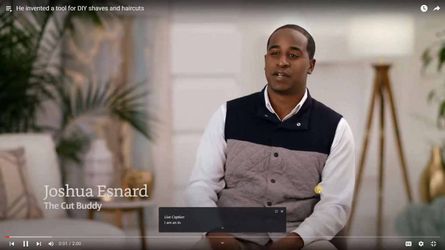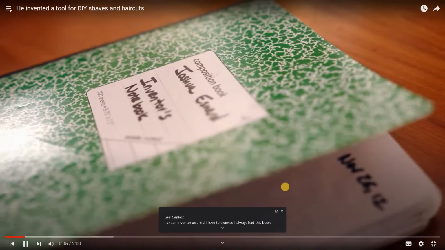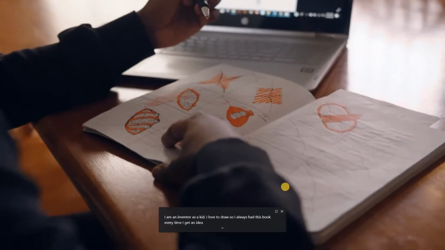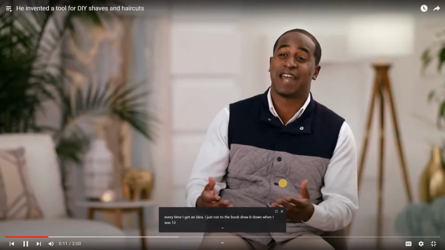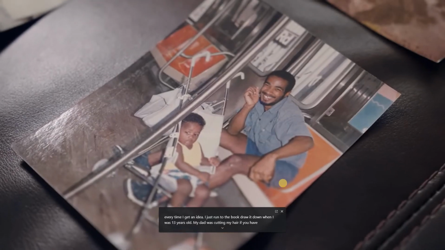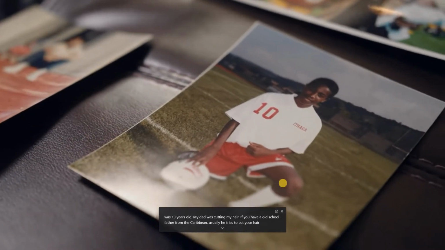I am an inventor. As a kid, I loved to draw. So I always had this book. Every time I get an idea, I just run to the book and draw it down. When I was 13 years old, my dad was cutting my hair. You have an old school father from the Caribbean. Usually he tries to cut your hair and it just becomes one bald haircut.